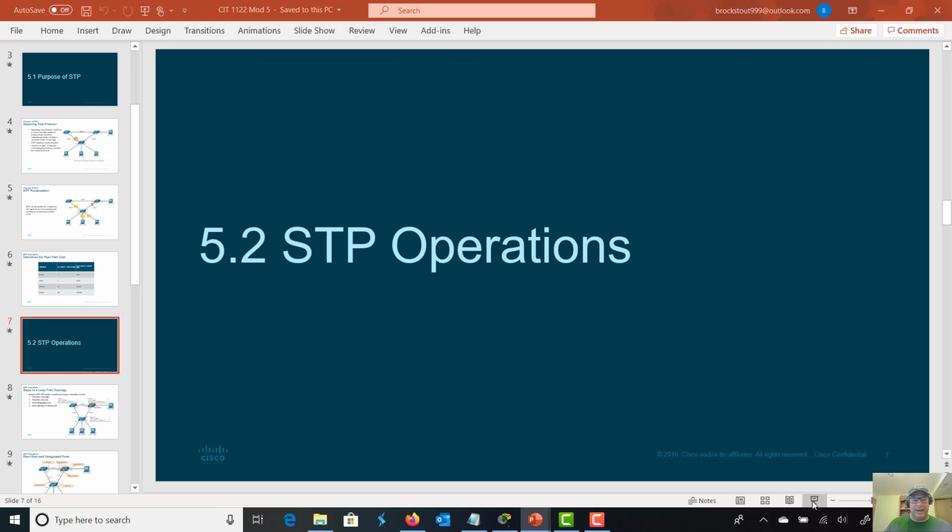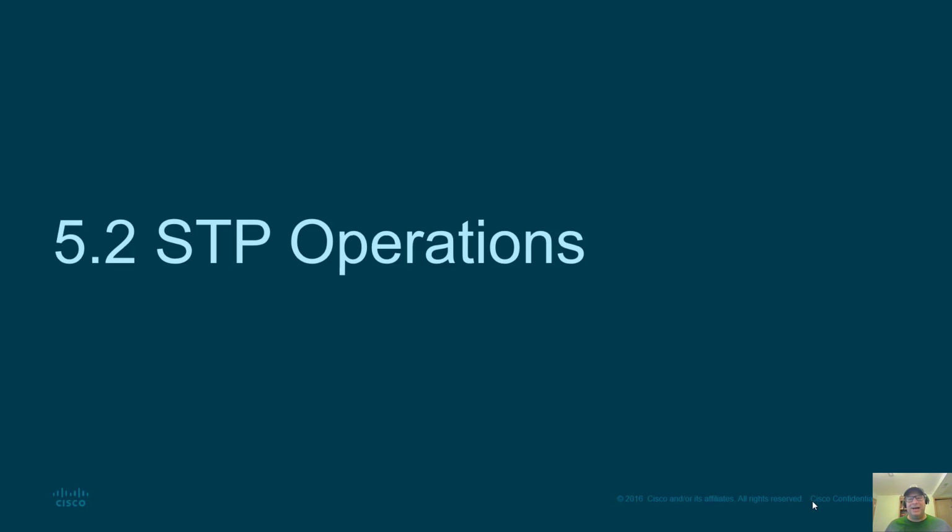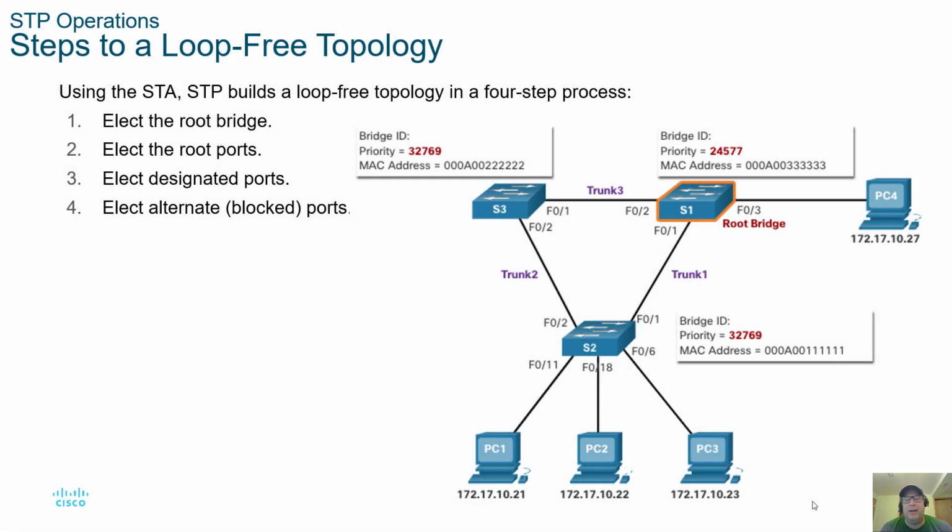This is spanning tree. This is CIT 1122, Module 5, Sub-Module 2, spanning tree operations. In spanning tree operations, what we're going to do is talk about how spanning tree is able to block layer 2 loops programmatically. And it's a four-step process, which is written out on this slide.